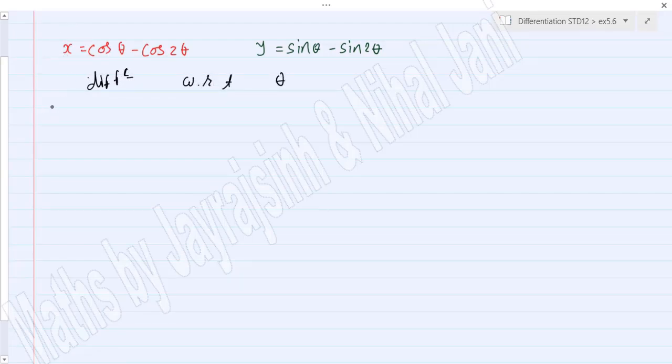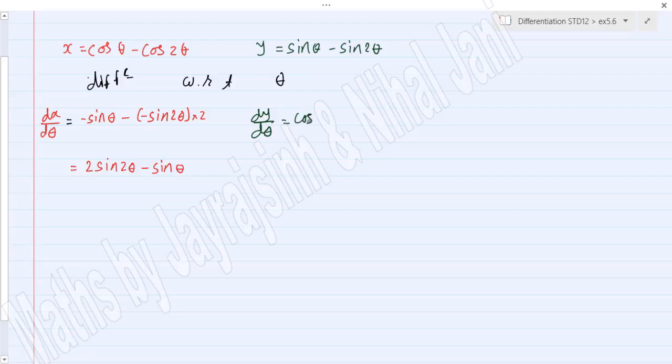So from the equation of x we will get dx by d theta. Differentiation of cos theta is minus sin theta, and differentiation of cos 2 theta will be minus sin 2 theta into the coefficient of our variable, which is 2. So here minus minus becomes plus. We have to write down 2 sin 2 theta minus sin theta. Now from the equation of y we will get dy by d theta.